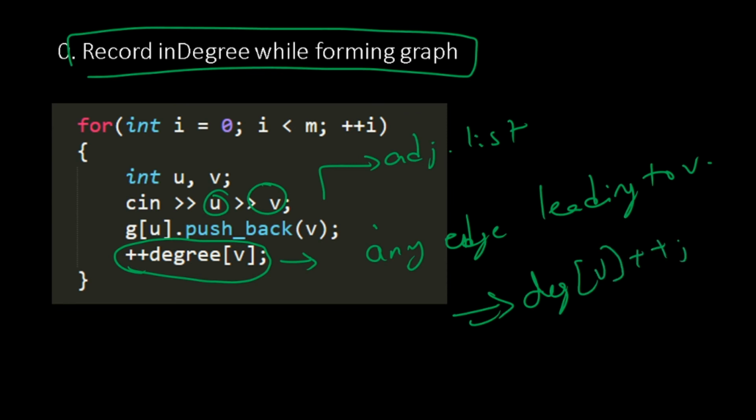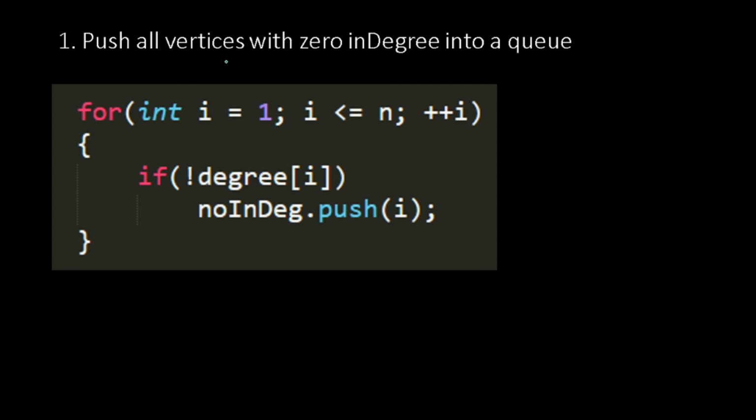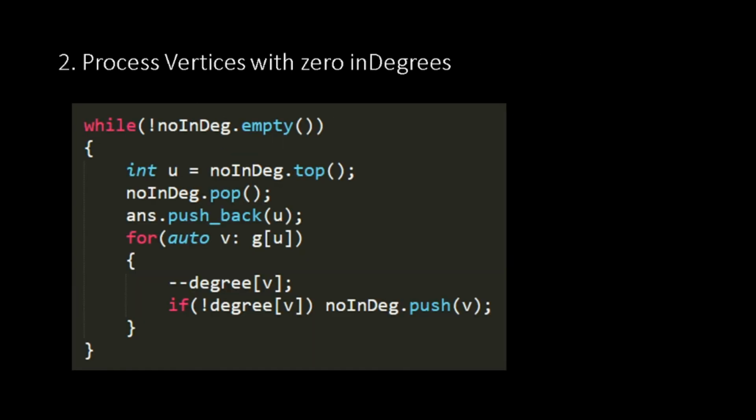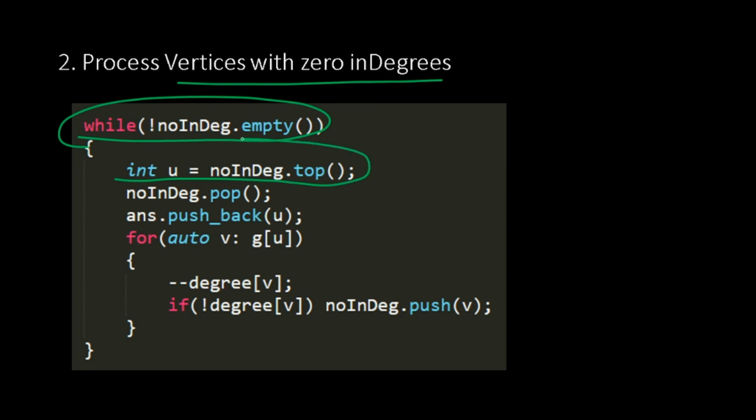Next, all vertices with 0 in degree, we push them into a queue. That's what we did. We checked all the vertices. If it has no in degree, we'll push them in a queue. And then we have to process the queue. We process the vertices with 0 in degree. How do we do that? While the queue is not empty, we'll take the first element from the queue. In fact, I'm using a priority queue here. We take the first element from the queue and then we push it into our topological sort. Answer is top sort.